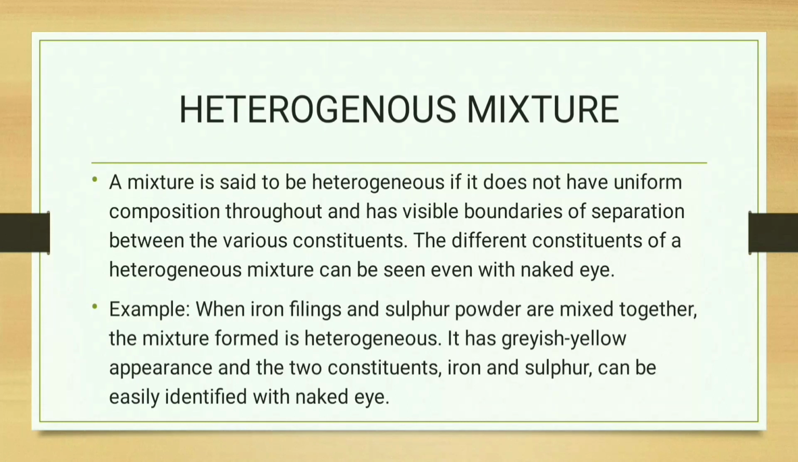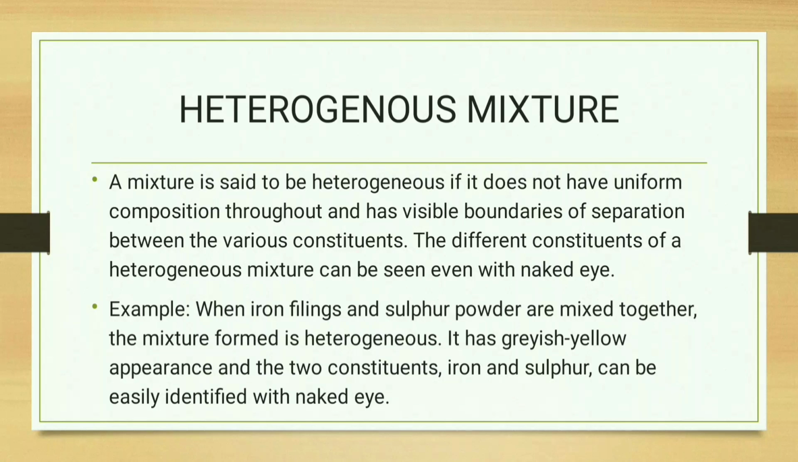Then we have heterogeneous mixture. A mixture is said to be heterogeneous if it does not have uniform composition throughout and has visible boundaries of separation between the various constituents. Now in heterogeneous, there is no uniform composition and we can separate it. The different constituents of a heterogeneous mixture can be seen even with the naked eye.